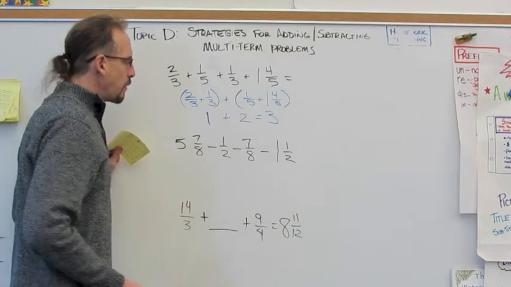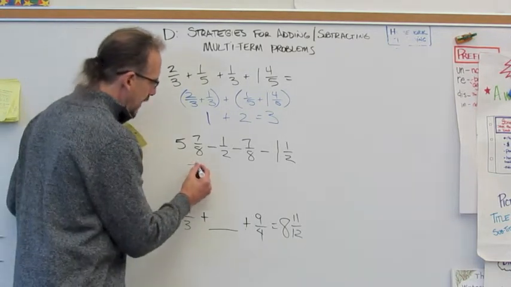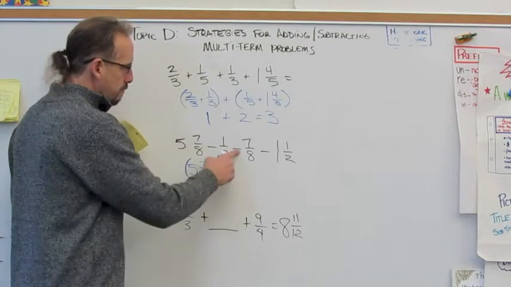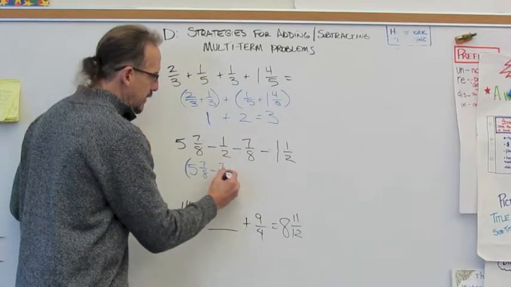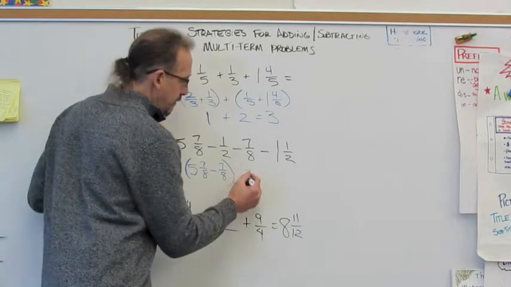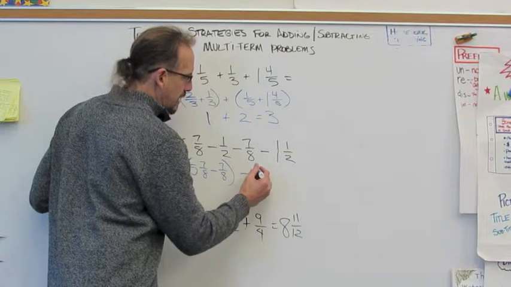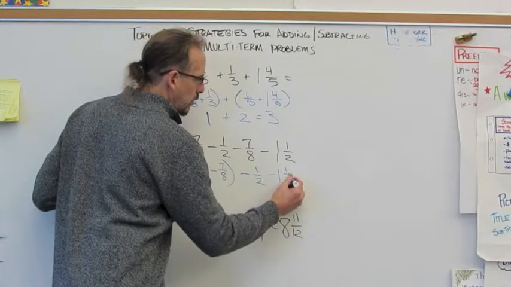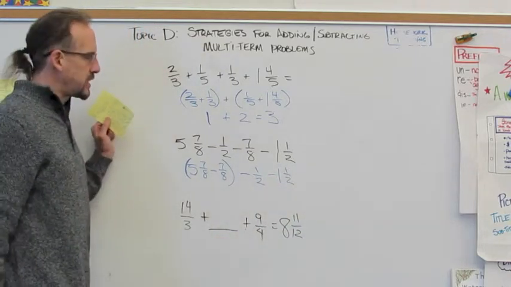And we'll do the same thing when we subtract. 5 and 7/8 minus the 7/8. I'm going to keep those units together. And then from that, I'm going to subtract 1/2 and subtract 1 1/2. Keep the units the same.